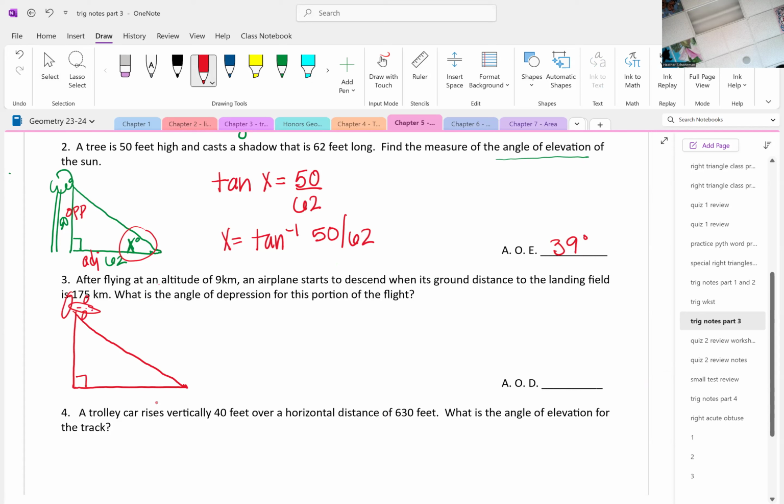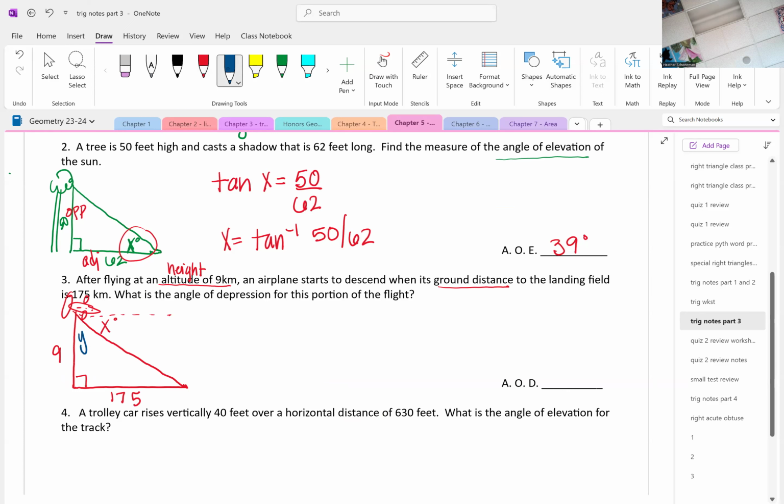It says that it's an altitude of 9 kilometers. Altitude is another word for height, and it's measured straight up and down. So this is 9. Then it says that its ground distance, so that's got to be on the bottom, is 175. And we want to find the angle of depression. Okay, well, angle of depression is always outside of the triangle. It's up there. But we can't solve for x, so instead we're going to solve for y.